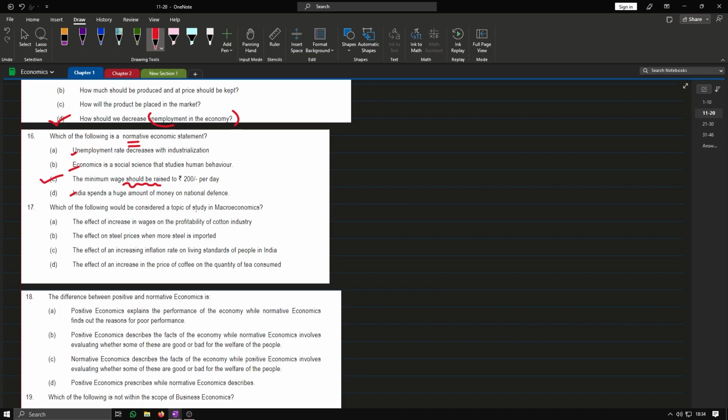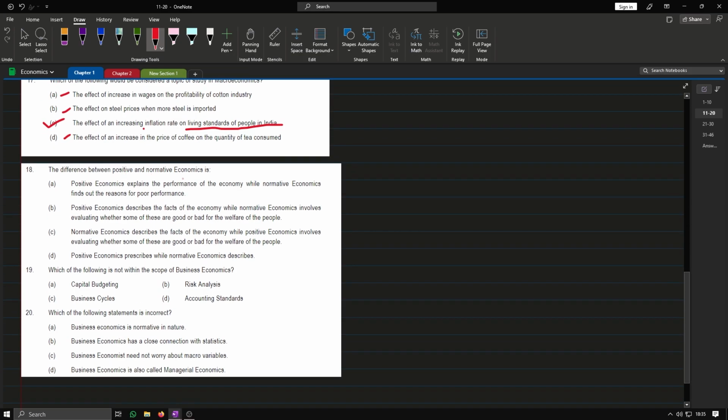Which of the following would be considered a topic of study in macroeconomics? A, the effect of increasing wages on profitability of the cotton industry. B, the effect of steel prices when steel is imported. C, the effect of an increasing inflation rate on living standards of people in India. D, the effect of an increase in the price of coffee on the quantity of tea consumed. So which is macroeconomics here? Options A, B and D speak about certain products and certain industries, whereas option C discusses the living standard of an entire country. So this is a macroeconomic statement, option C.